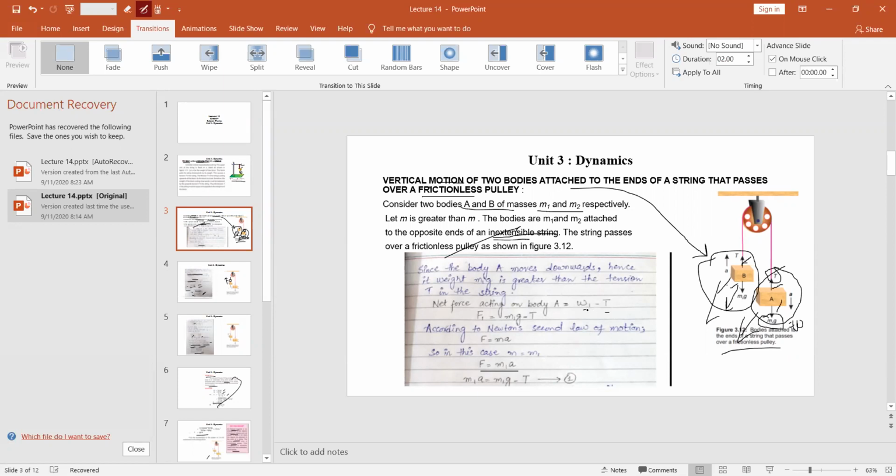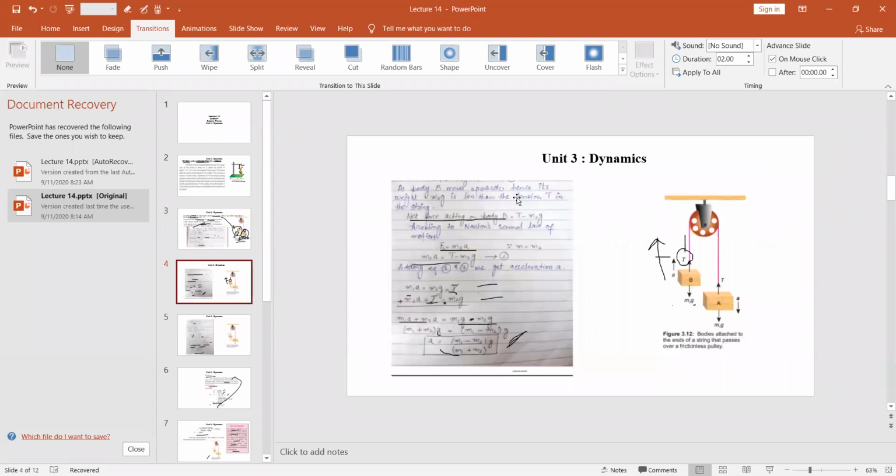And we know that W is m1g, so we write m1g minus T, and F1 as Newton's second law is applicable here, because mass is there, velocity is changing, acceleration is produced, so F equals ma. We write the mass as m1a, so we write the equation as m1a equals m1g minus T, right? So in this way, we generate the equation for body A.